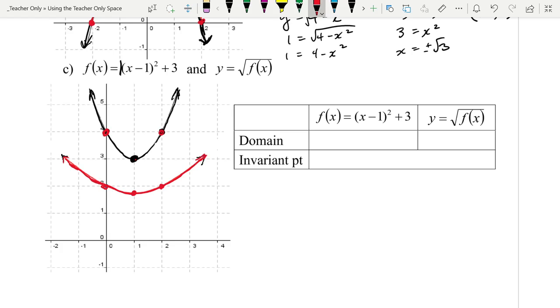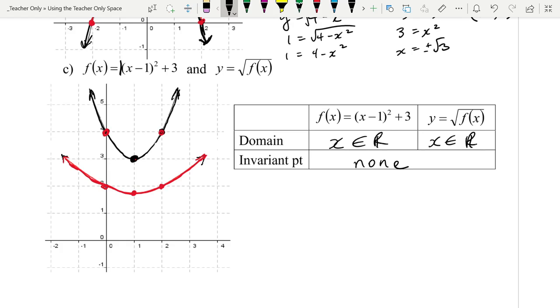So I think we'll call that one a smile. Let's finish off the notes. The domain, again, no shock here. X is an element of reals. What about here? Yeah, also X is an element of reals, right? This thing should go on forever. But what are my invariant points? None.